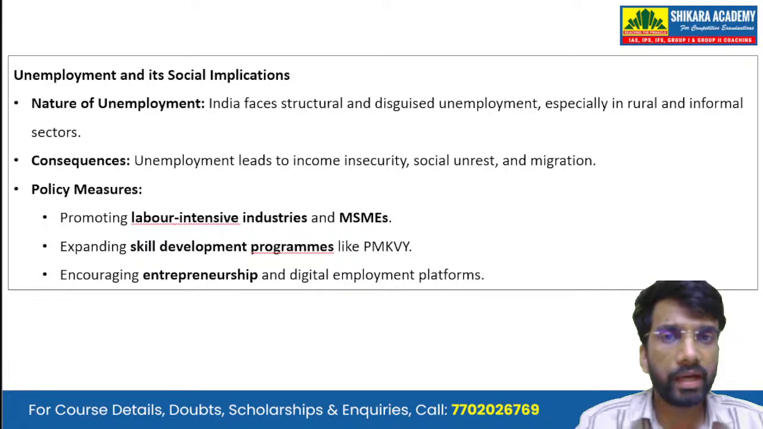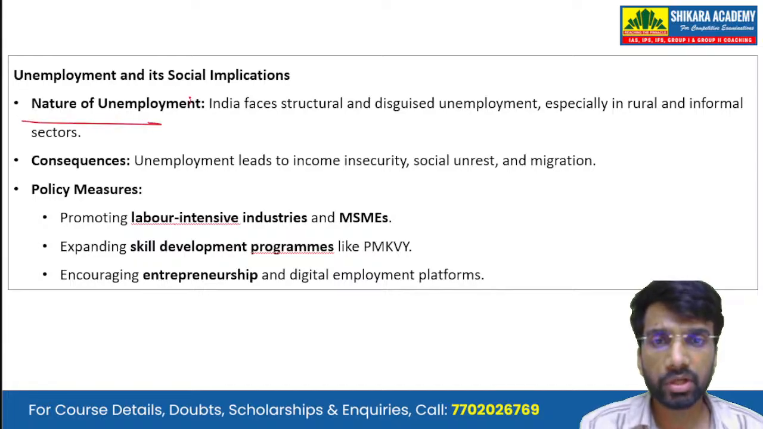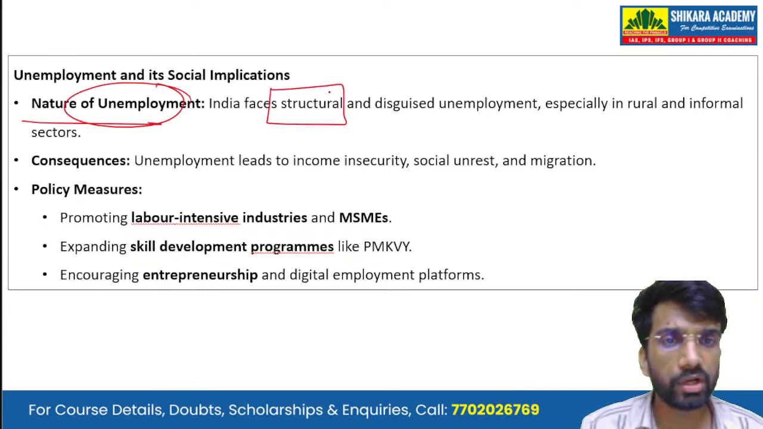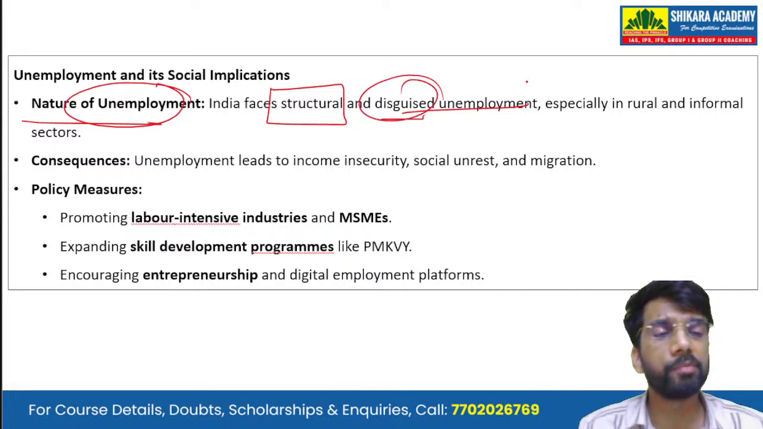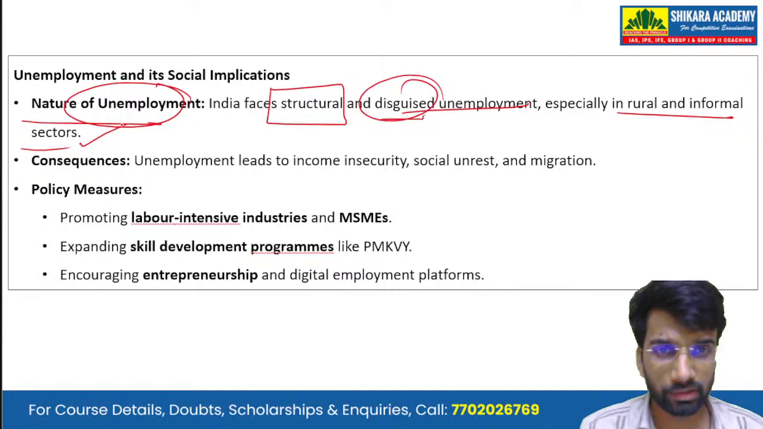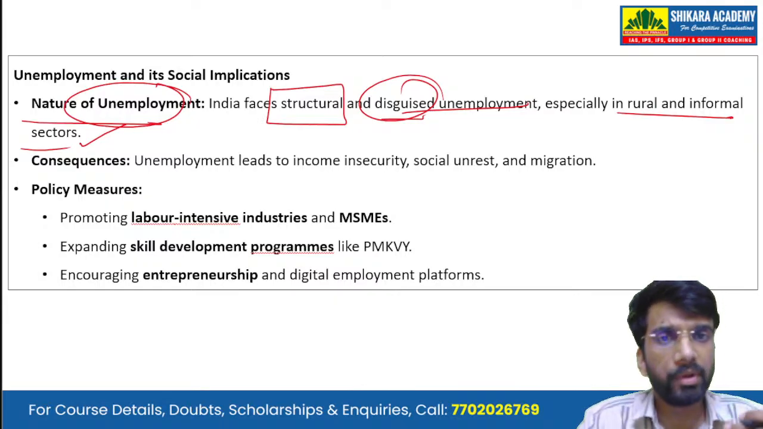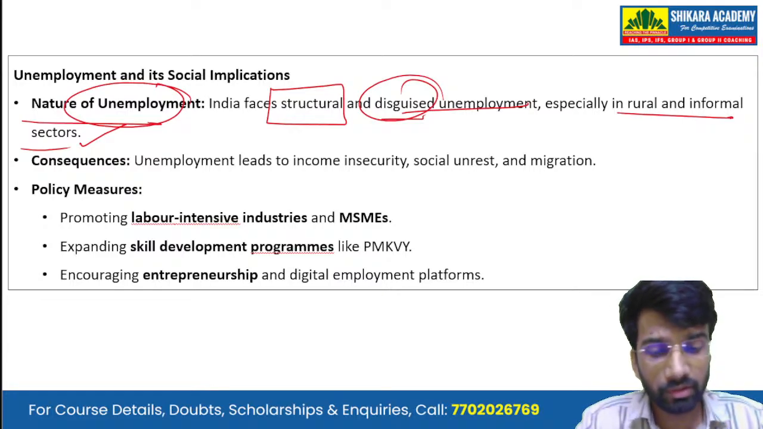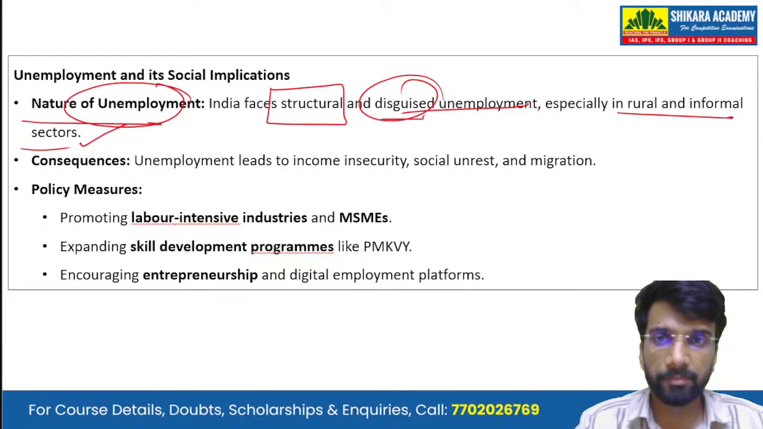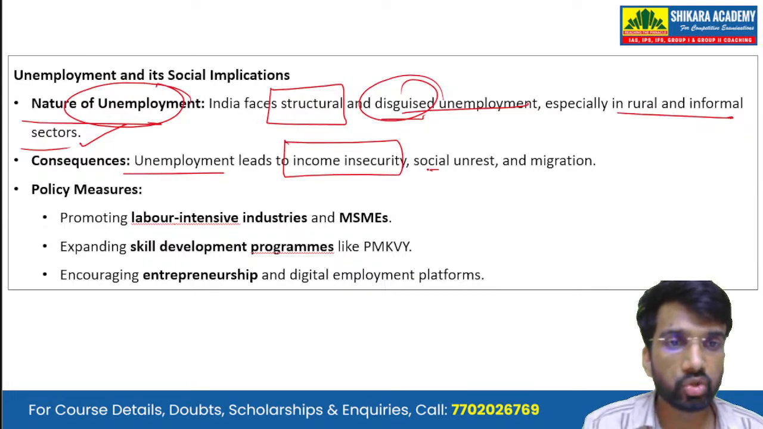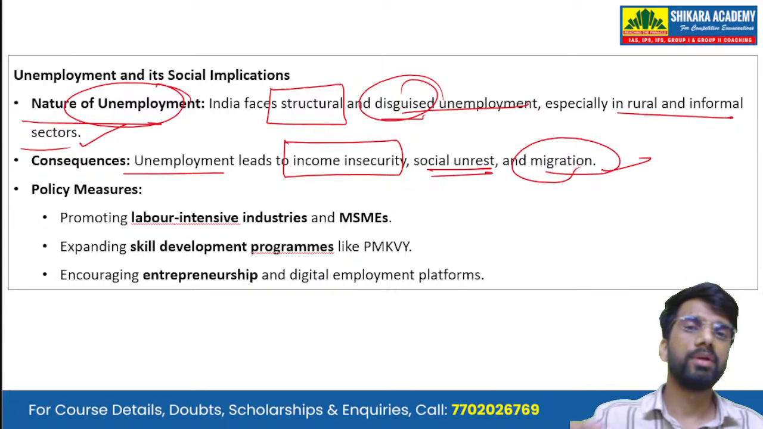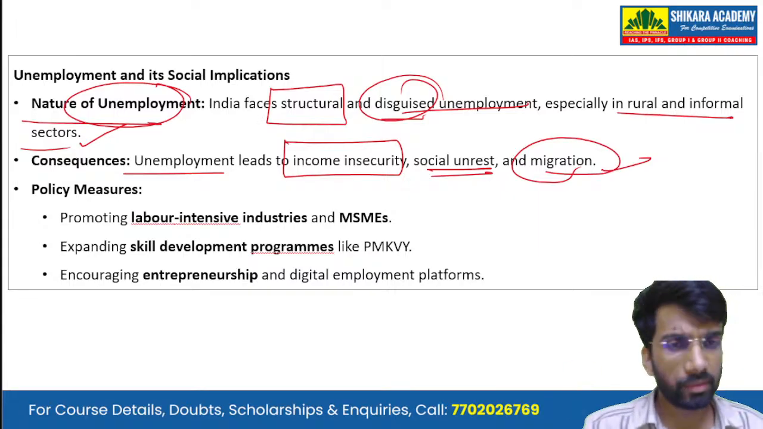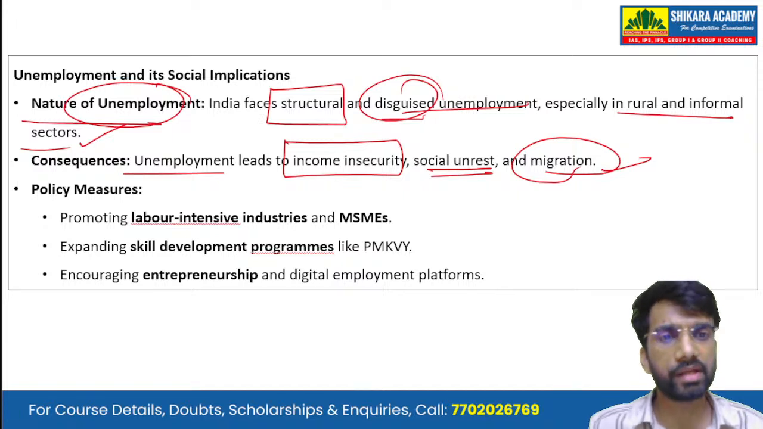Then unemployment and its social implications, and the policy measures that should be there. So the nature of unemployment: India faces both structural as well as disguised forms of unemployment, especially in the rural and informal sectors. So we face structural unemployment as well as disguised unemployment, particularly in the informal sector of the economy as well as in the rural parts of the country. The consequences of that are that unemployment leads to income insecurity, social unrest, and migration. Okay, this unemployment leads to income insecurity among the population, social unrest and migration.